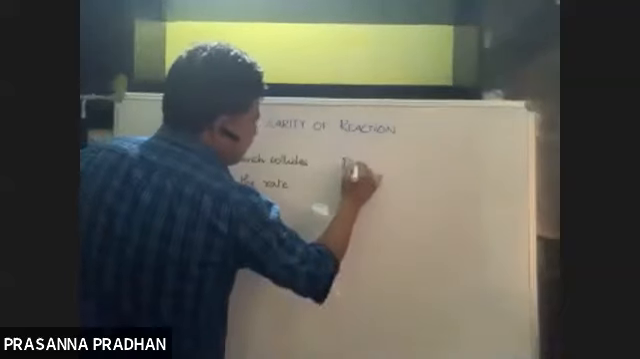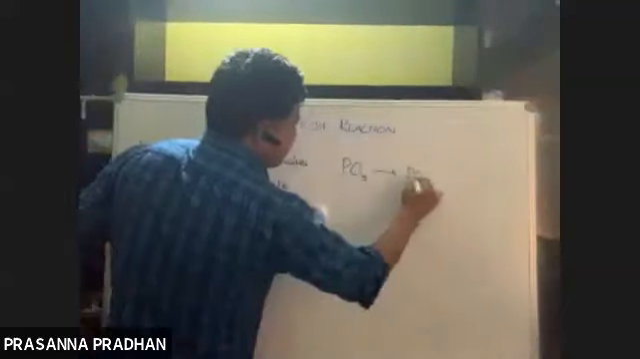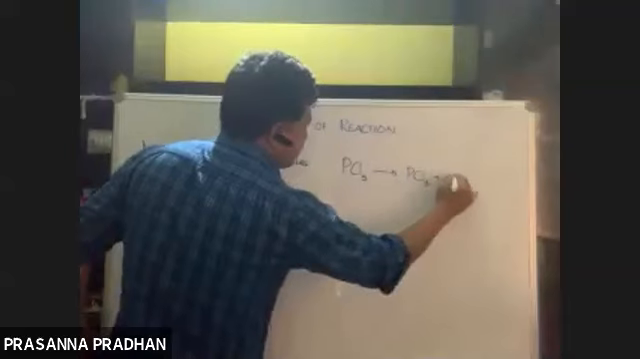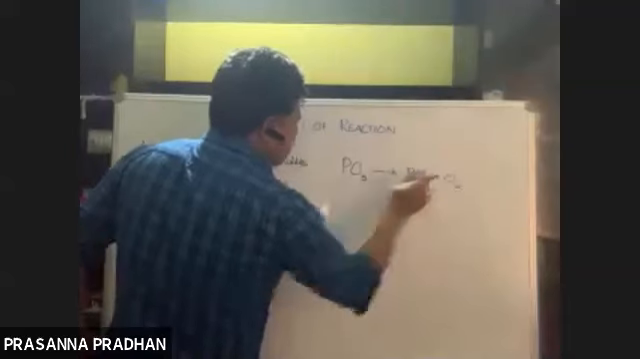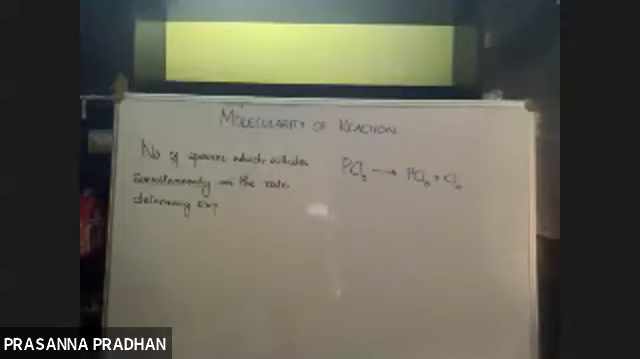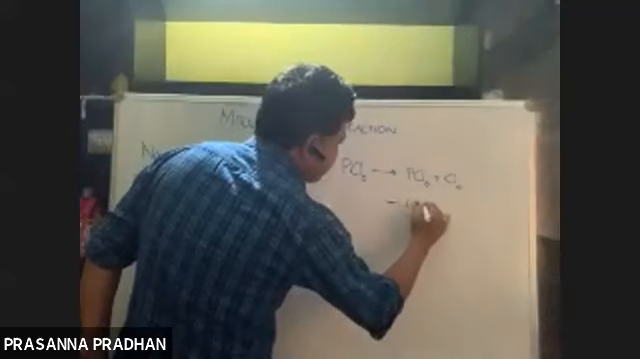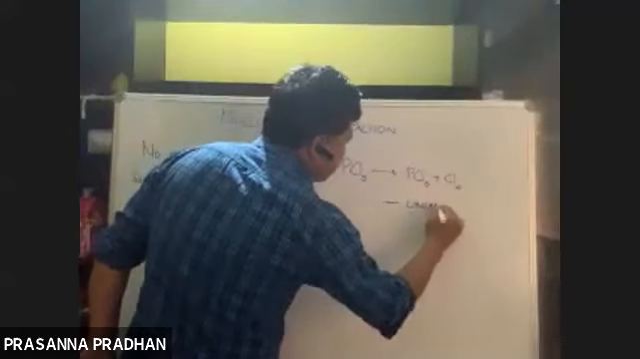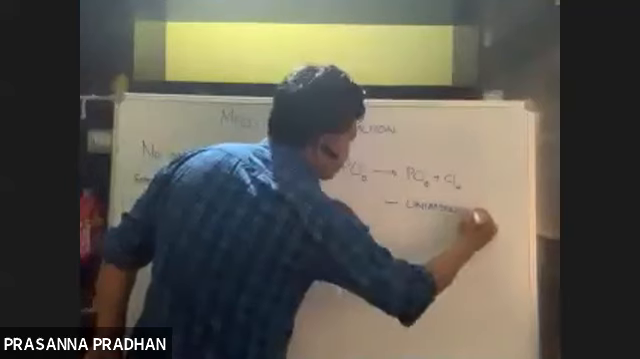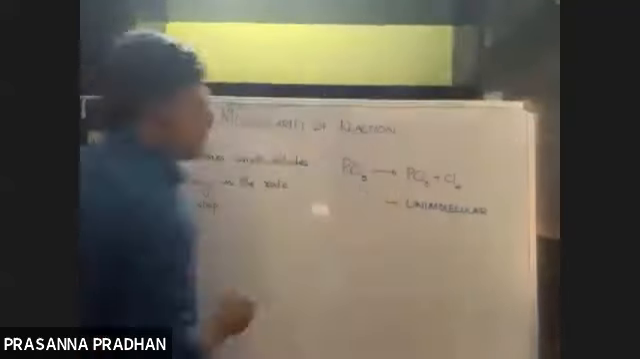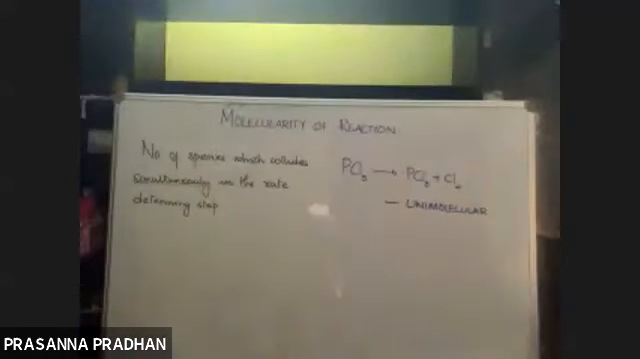Say PCl5 dissociates to give us PCl3 plus Cl2. How many molecules are involved here? One. Since only one molecule is involved, this kind of reaction is known as a unimolecular reaction.